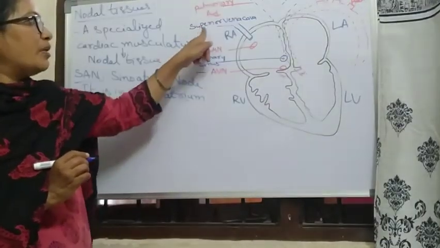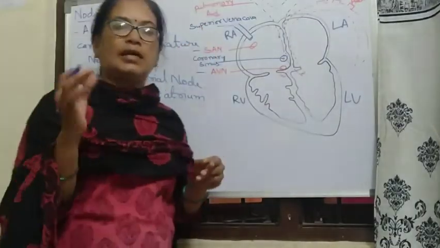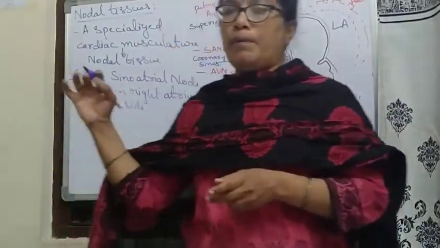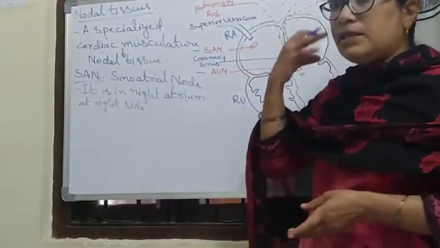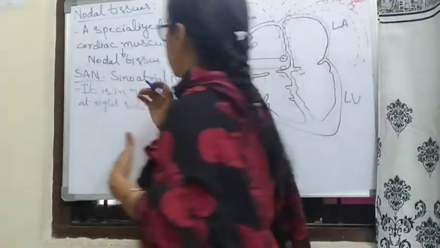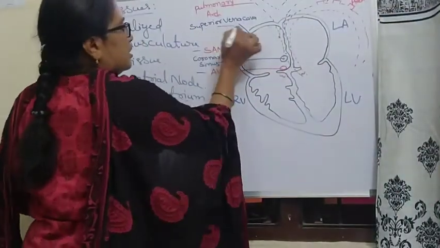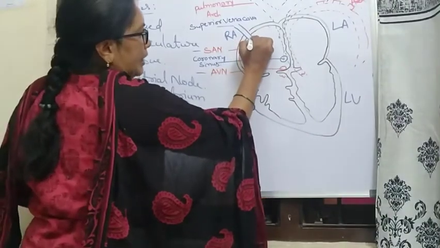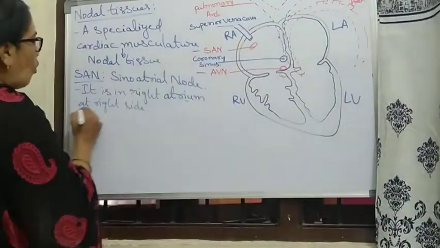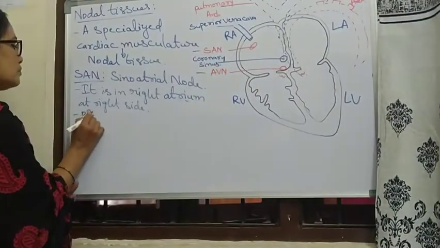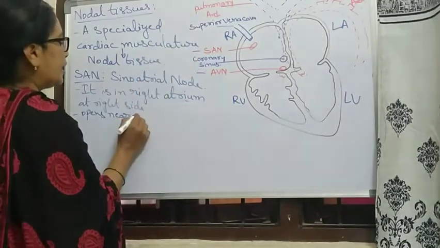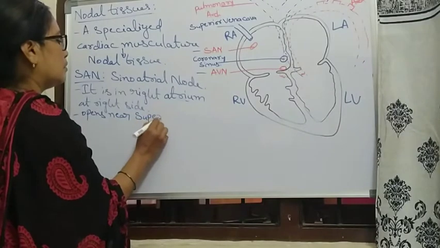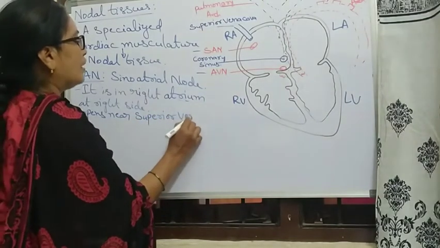We already know that the superior vena cava collects the blood from the front parts of the body, okay, head, neck and hands. Here the SAN node opens near the superior vena cava.